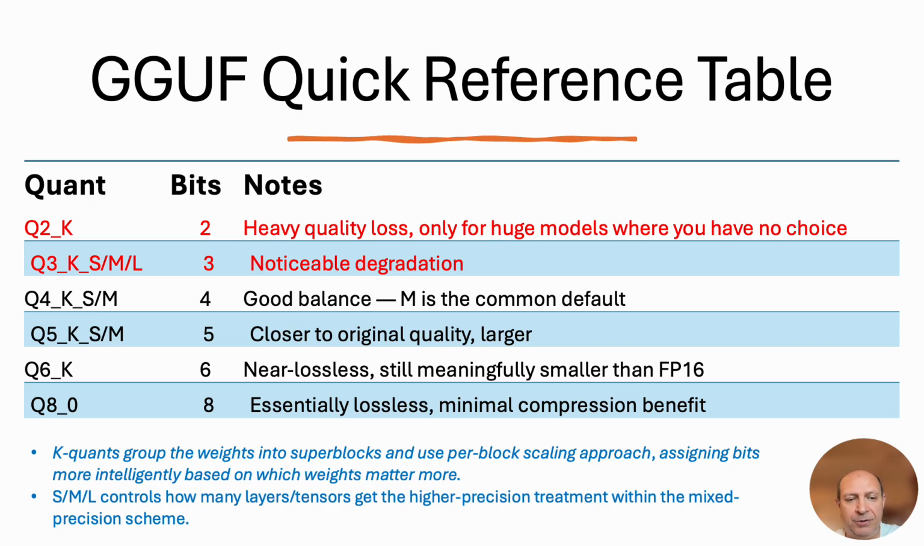Now, a quick reminder, the K-quants group the weights or the real numbers into superblocks and use a per-block scaling approach, assigning bits more intelligently based on which real numbers or which weights, for example, matter more. The S, M, and L control how many layers or tensors get the higher precision treatment when we're using the mixed precision scheme.